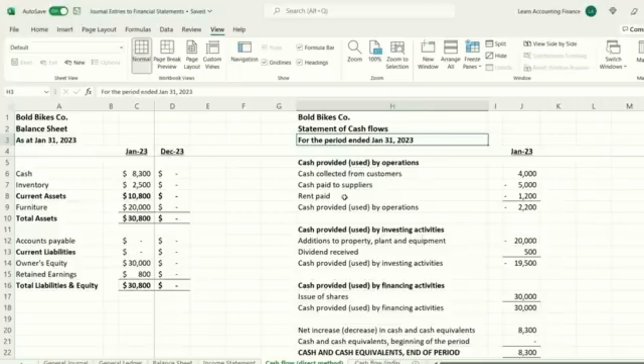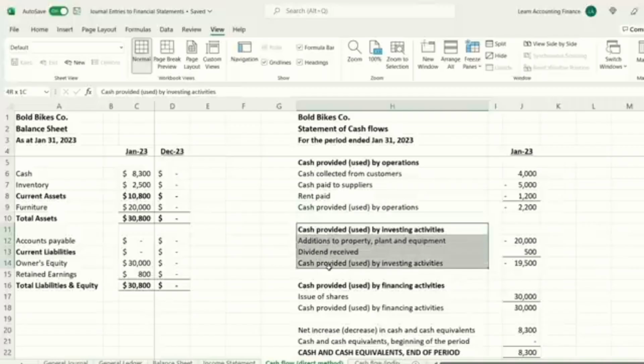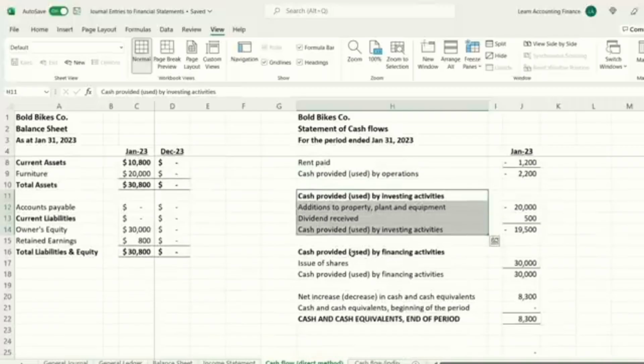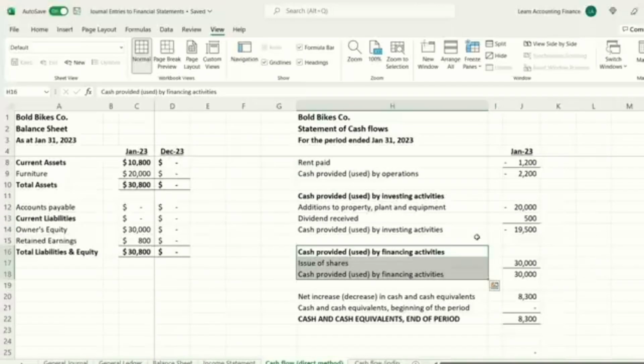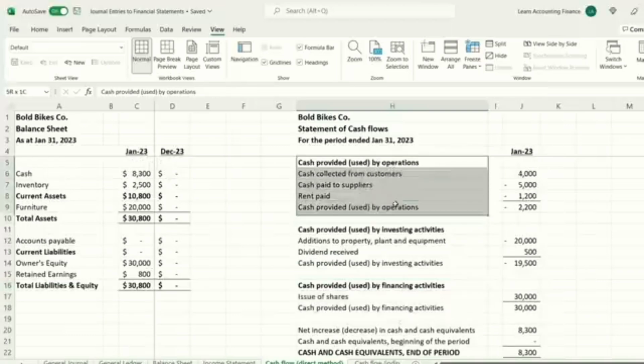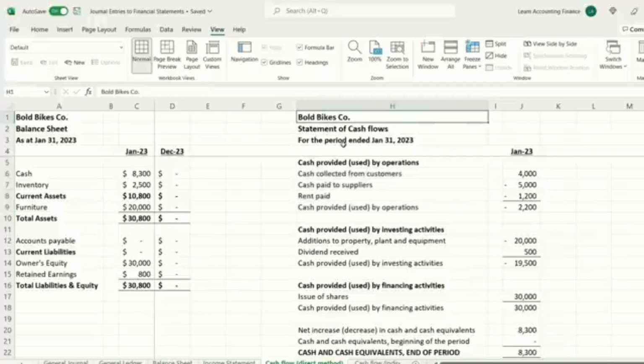Okay, so the cash flow statement is divided into 3 sections. The first section is cash provided by operations or operating activity. Second section is cash provided by investments or investment activities. And then finally, the third section is cash provided by financing activities. Okay. So what are operations or operating activity? It is the regular business that the company performs. So for example, in this case, Bold Bikes company is in the business of buying and selling bikes. So it is really related to the operations of buying and selling bikes.